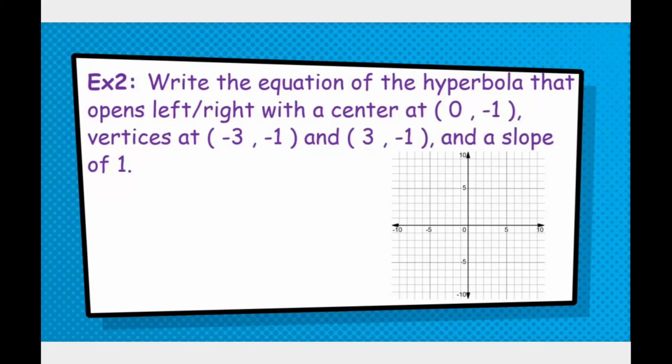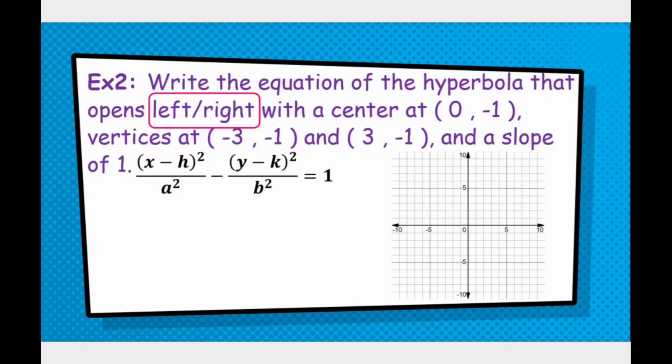So write the equation of a hyperbola that opens left and right, which tells me right off the bat that x needs to be written first because we're moving left and right. X moves left and right with the center of 0, -1. So I'm going to go ahead and define this formula I'm going to use where x is first. I'm going to define what h and k are, which is 0, -1.